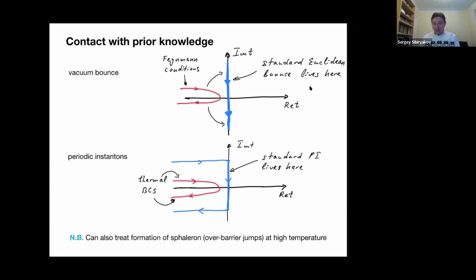And in principle, the solution is non-trivial here, and its action gets a non-trivial contribution from these parts. But because of periodicity of the field in the Euclidean time, these contributions cancel. So eventually, I end up with the vacuum decay rate given just by the Euclidean periodic instanton.